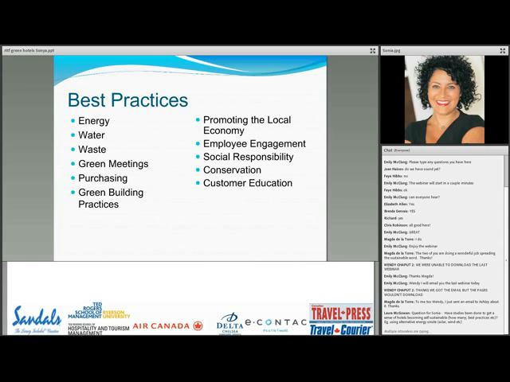All these hotel chains and different accommodations are addressing sustainability in terms of energy, water, waste, green meetings, and purchasing. There's been a big focus these days on green building practices, promoting the local economy, and really integrating farmers and local food into menus, and social responsibility, focus on conservation and customer education. So there are some great examples out there of what's been going on, really inspiring things from all levels and all sizes of the accommodation industry.